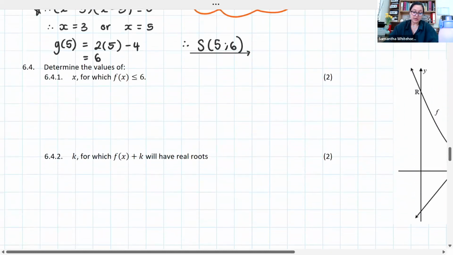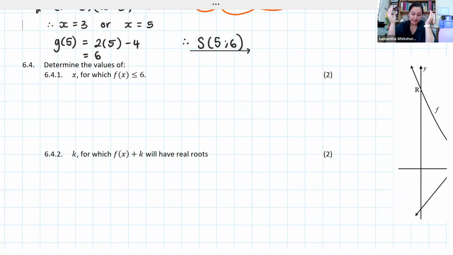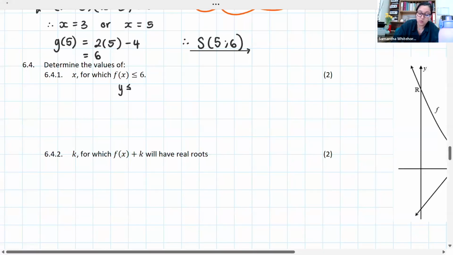6.4 is now giving us a bunch of inequalities. The first one is saying determine the values of x for which f of x is less than or equal to 6. Now remember, f of x is just a fancy way of saying y. So it's asking where are the y values less than or equal to 6.